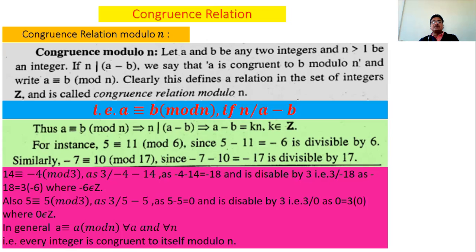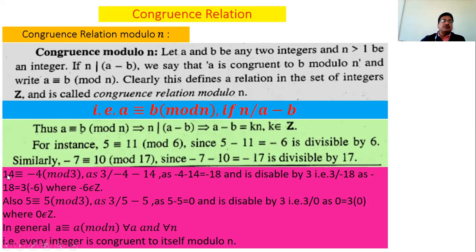Here are some examples. 5 is congruent to 11 modulo 6. Why? Because 6 divides 5 minus 11. The value of 5 minus 11 is minus 6, and minus 6 is divisible by 6. So 6 divides 5 minus 11, and therefore 5 is congruent to 11. Similarly, minus 7 is congruent to 10 modulo 17, because 17 divides minus 7 minus 10. Minus 7 minus 10 is minus 17, which is divisible by 17.